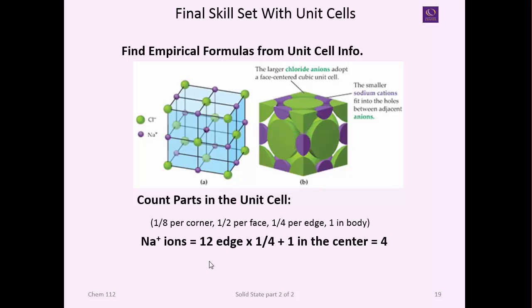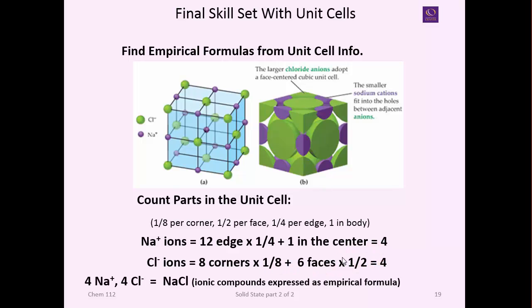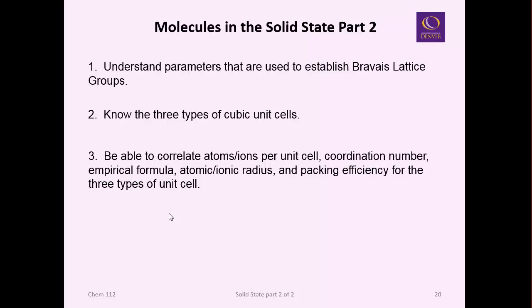All right, so sodium ions, 12 edges, times 1/4 atom per edge, plus the one that's in the center. That's going to give me 4 atoms. Chlorine ions, if you look at these, there's 8 corners times 1/8 apiece, 6 faces, that's times 1/2 apiece. You add this together, you get 4. So the empirical expression is 4 sodiums to 4 chlorines, which is 1 to 1. And remember, ionic compounds are always expressed as empirical formulas. So I hope this has helped you understand a little bit more about molecular solids.